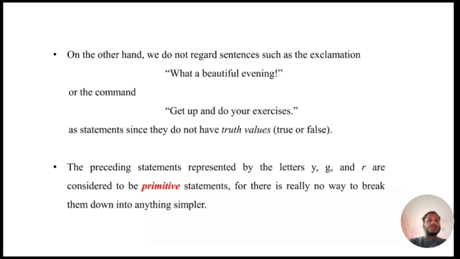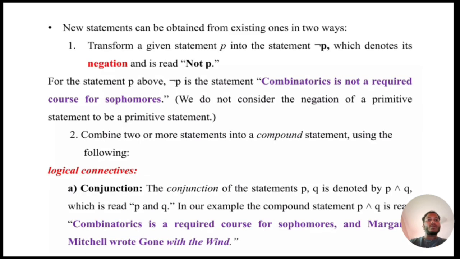The preceding sentences represented by the letters P, Q, and R are considered to be primitive statements, for there is really no way to break them down into anything simpler. New statements can be obtained from existing ones in two ways. Transform a given statement P into not P, which denotes its negation and reads not P. From the statement P, not P is the statement: Combinatorics is not a required course for sophomores.